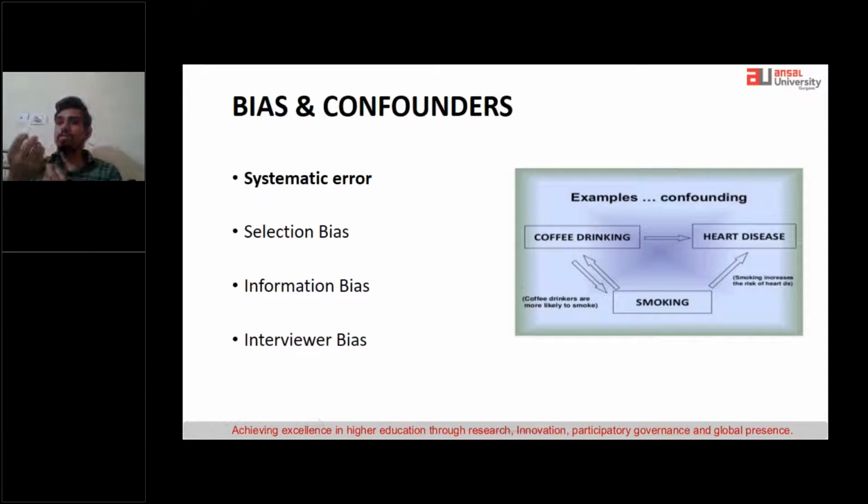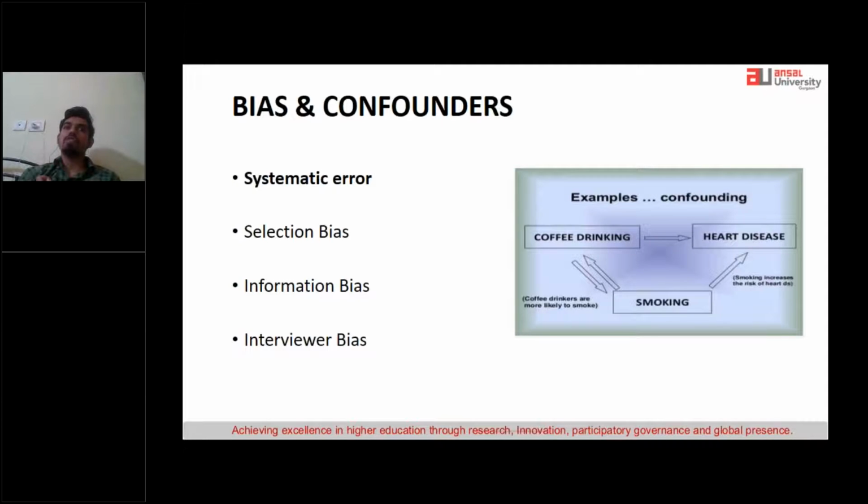So while you are formulating the hypothesis, while you are saying that smoking can lead to heart disease, you should make sure that you take subjects who are only smokers, who do not drink coffee, because coffee is one variable which is related to smoking as well as to heart disease. So this is the common variable which is related to the exposure as well as the outcome. In this case, exposure is smoking and heart disease is your outcome, but coffee drinking is a confounding factor.